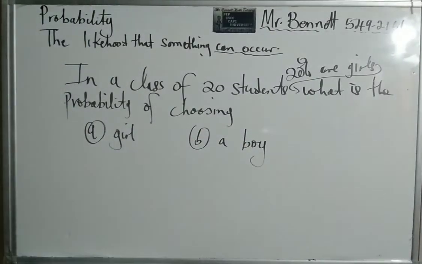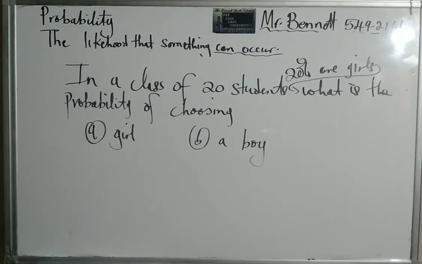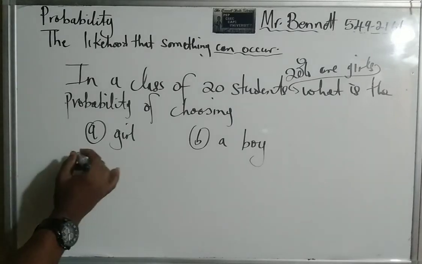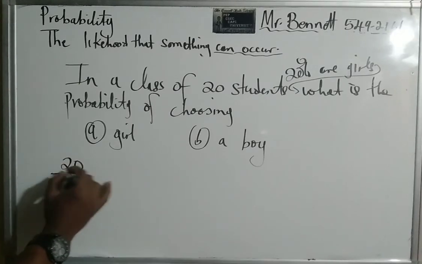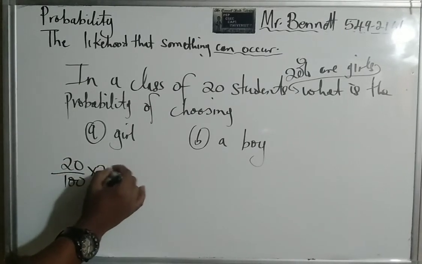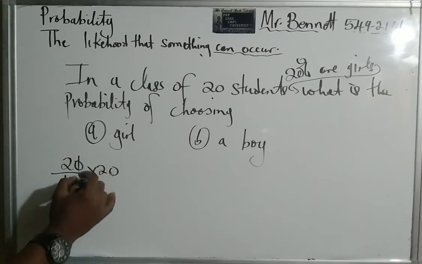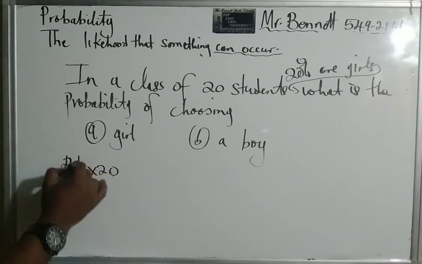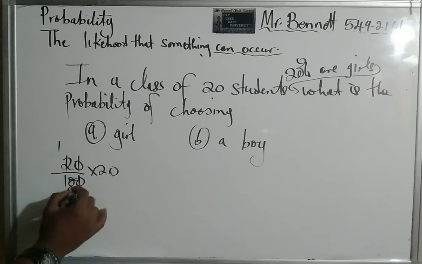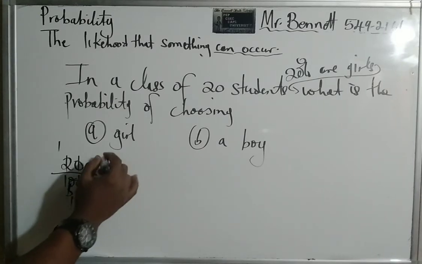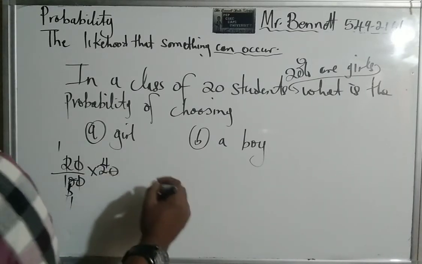Alright, so this one says, in a class of 20 students, 20% are girls. What is the probability of choosing A, a girl, and B, a boy? Now what we need to do first of all is to find out how many girls are in the class. So we're going to find 20% of 20 and see how that works out. Remember, percent means out of 100. So 20 over 100 times 20 gives 4 girls.